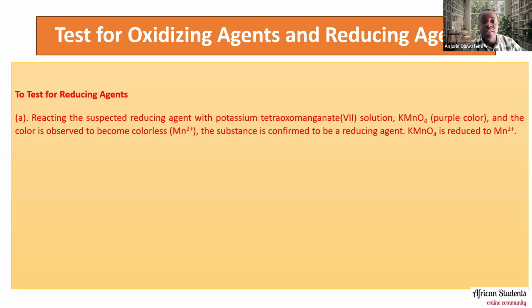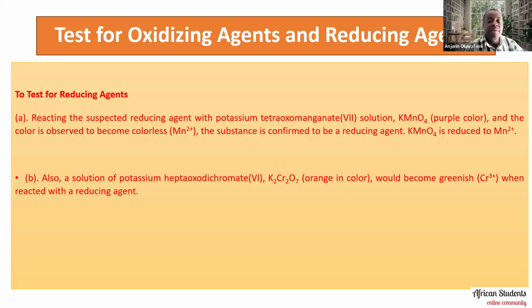And then when you test any substance that is a reducing agent with KMnO4, the color observed is that it will become colorless, which is as a result of a reduction of KMnO4 to manganese 2+. So the substance is confirmed to be a reducing agent. KMnO4 is reduced to Mn2+. So when the purple color changes and becomes colorless, then that substance is a reducing agent.